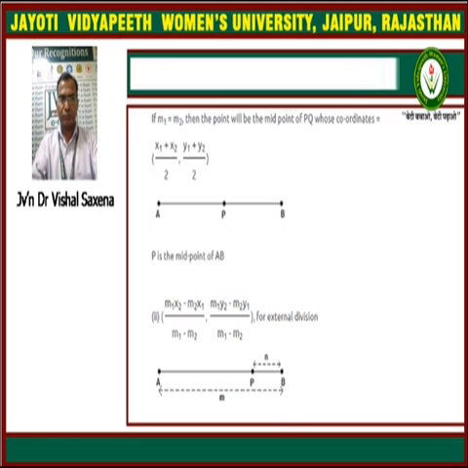For the external division formula, we just have to take a negative sign in the internal division formula in between the two terms. So (m1x2 - m2x1)/(m1 - m2), (m1y2 - m2y1)/(m1 - m2) are the coordinates of the point which divides the segment PQ externally in the ratio m1 : m2.